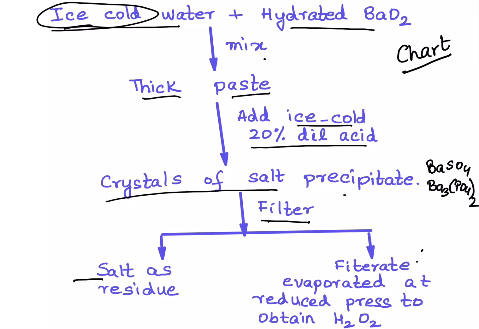The filtrate would in turn contain hydrogen peroxide, which is evaporated at reduced pressure. Why reduced pressure? Because we know that at normal pressure conditions, the hydrogen peroxide will undergo thermal decomposition. This is where our knowledge of physical properties comes in handy. And at this reduced pressure, we are able to obtain hydrogen peroxide. Isn't it easy?